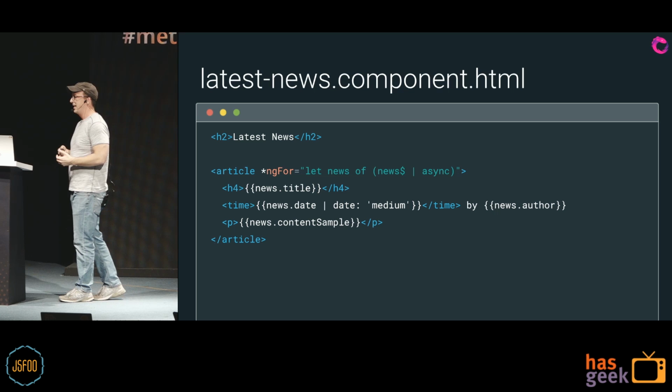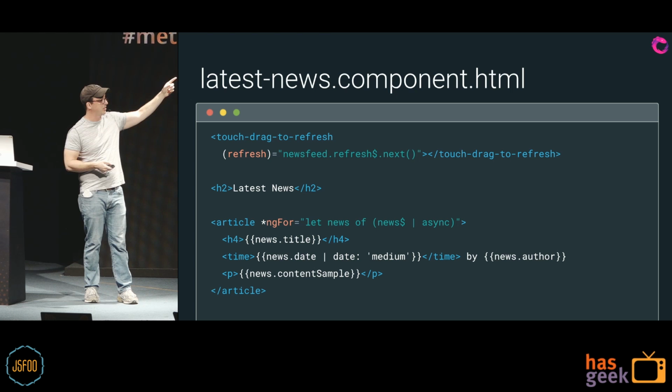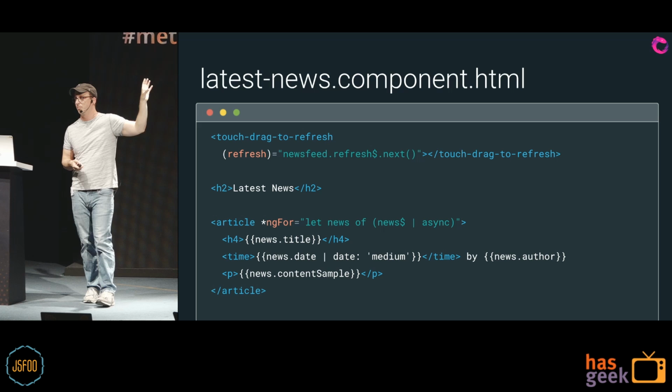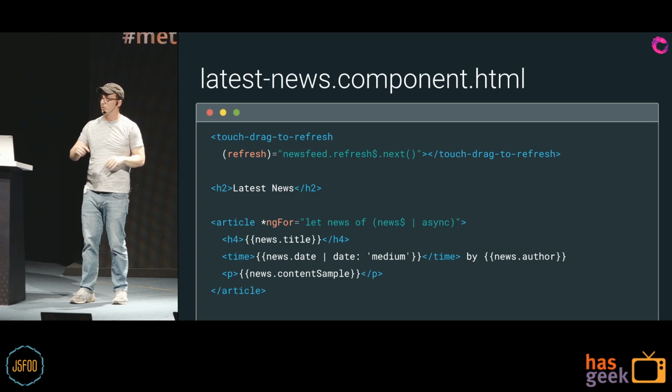And with my latest news component.html, now what I need to do is I just need to add my touch drag to refresh component. And you see I'm wiring up that refresh event, that output that I showed you earlier, to just next on that refresh behavior subject. Now it's actually all wired up. I don't need to do anything else. So as soon as a refresh event comes out of my new component, it's going to call next on my refresh behavior subject, which we know triggers the news reload, and will update our view.